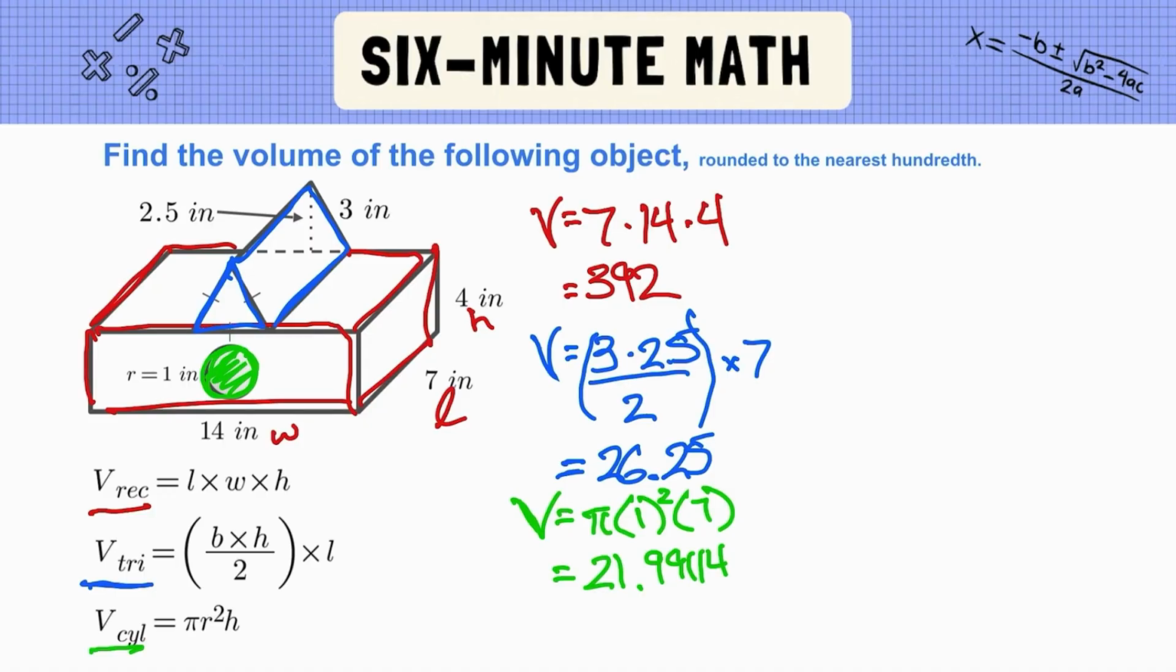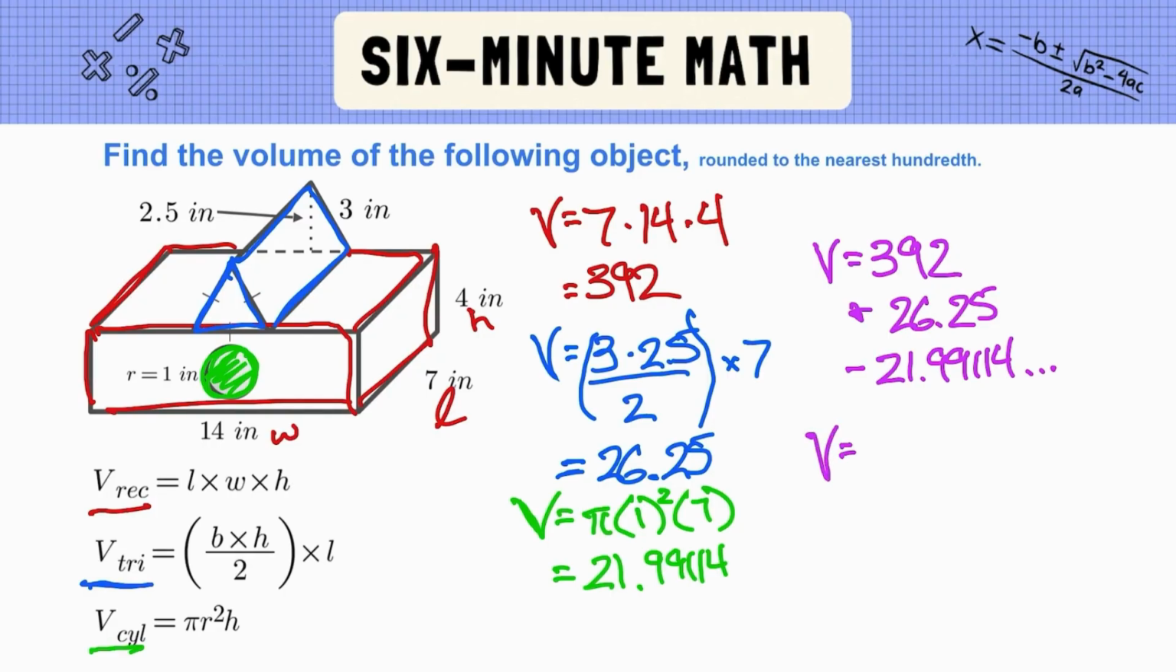Now it is up for us to decide what we are doing with each of these volumes. We are having a total of the rectangular prism plus the triangular prism, and we're going to remove that cylinder. So our total volume is going to be equal to 392 plus 26.25 minus 21.99114. Meaning our total volume is going to be 396.2586.